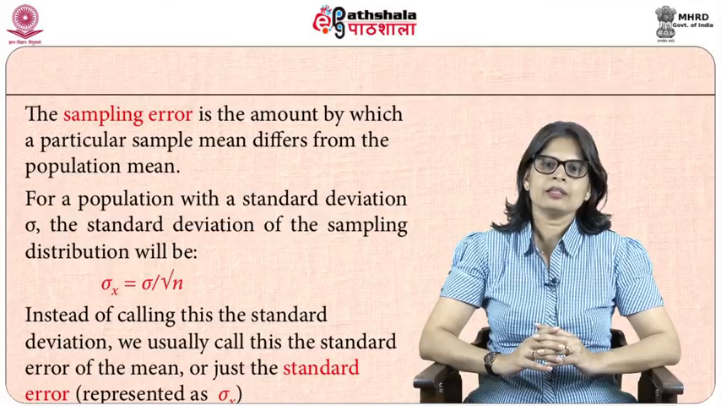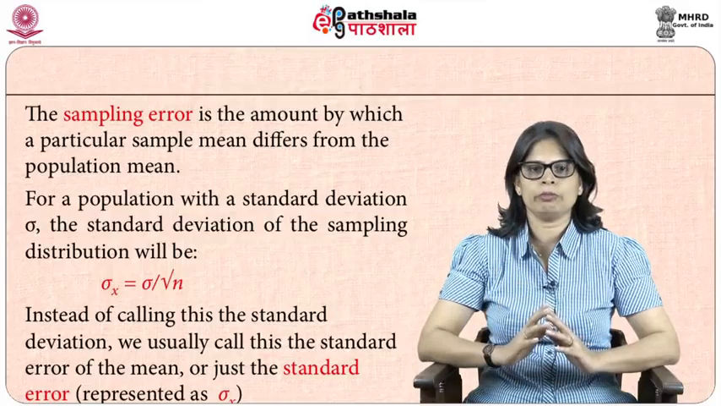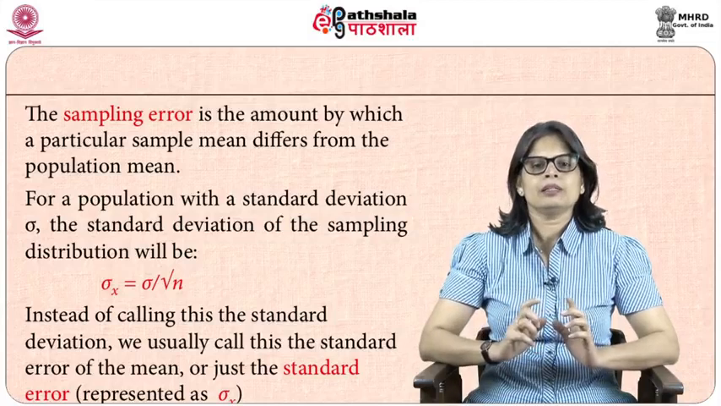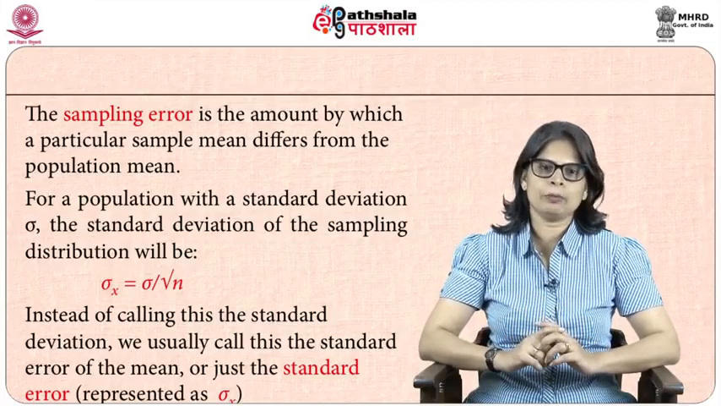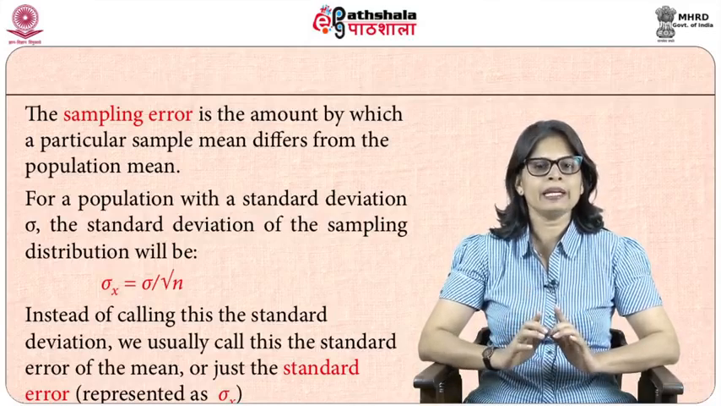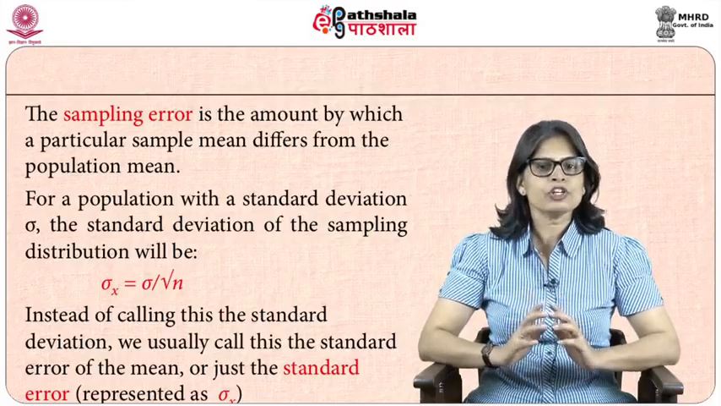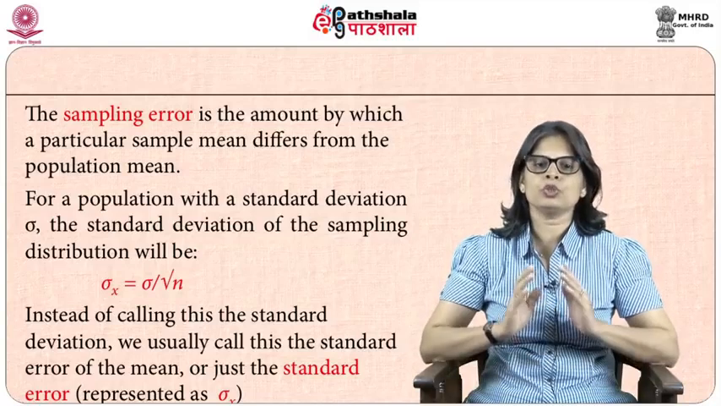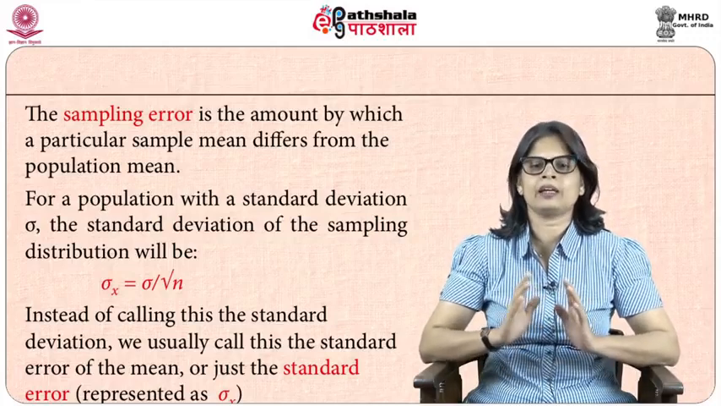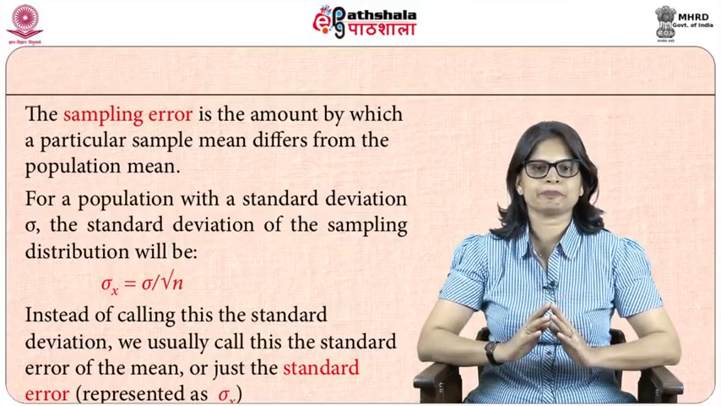The sampling error is the amount by which a particular sample mean differs from the population mean. For a population with a standard deviation sigma, the standard deviation of the sampling distribution will be sigma x equal to sigma divided by square root of the sample size, that is small n. Instead of calling this the standard deviation, we usually prefer calling this the standard error of the mean or just the standard error, and is usually represented by sigma suffix small x.